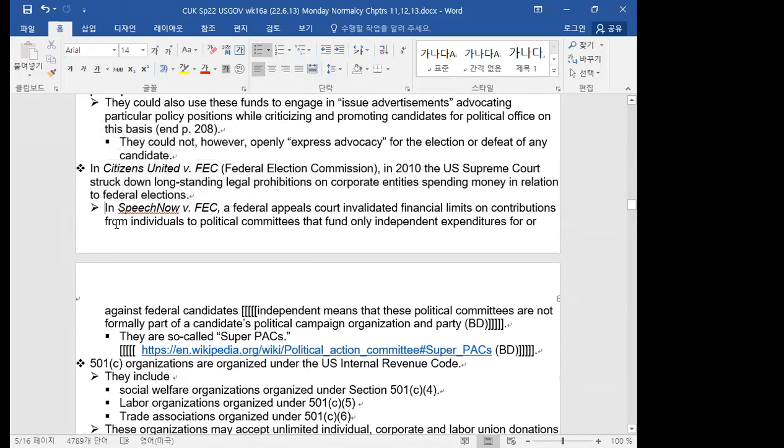In SpeechNow versus the Federal Election Commission, yeah, that $3 on my tax return form, it goes to the FEC, right? So in SpeechNow versus FEC, a federal appeals court invalidated financial limits on contributions from individuals to political committees that fund only independent expenditures for or against federal candidates. So they are so-called super PACs.